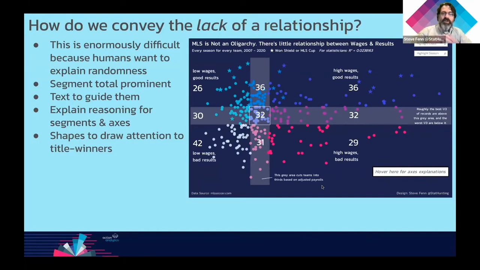A central difficulty, though, if you're trying to convey a lack of a relationship, is that you're going to have a hard time getting past your audience's confirmation bias. I've certainly thrown this out there, and people have consumed it, and their eyes just go to the top right and the bottom left and say, well, the biggest segments are this 42 here in low wage bad results and 36 in the high wage good results. Not recognizing that yeah, those are larger, but they're not that big, especially compared to how you might see it in one of those European leagues.